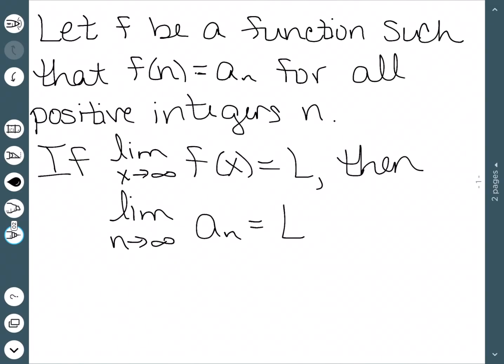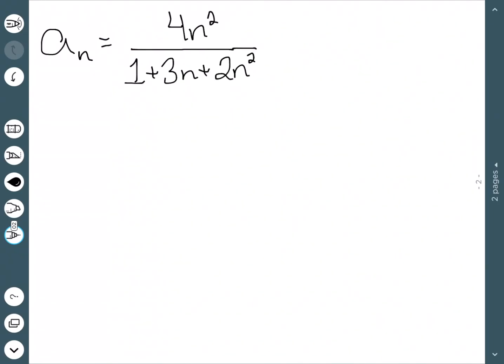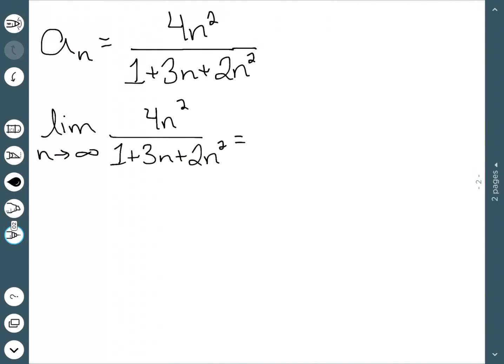So let's look at some more complicated limit examples. Let's consider the sequence a sub n, which is equal to 4n squared divided by 1 plus 3n plus 2n squared. Essentially, what we want to do is just take the limit as n goes to infinity. One of the shortcuts that you can learn in Calculus 1 is that if you have polynomials, and the degree on the top is the same as the degree on the bottom, like it is here, we can just look at coefficients. The top has a coefficient of 4, and the leading term on the denominator has a coefficient of 2. So my limit is 2. So the limit of my sequence here is going to be 2.